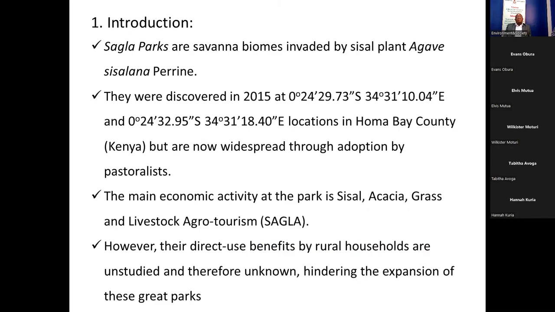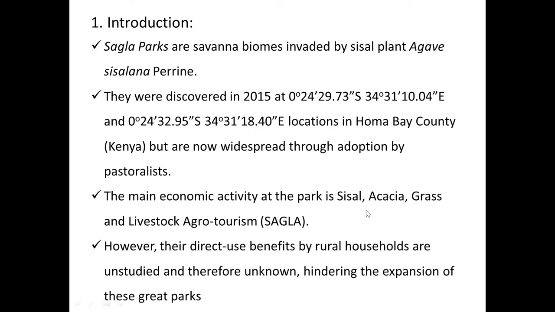In my introduction, I've explained that Sagla Parks are actually savanna biomes which have been invaded by the sisal plant, Agave sisalana. When sisal invades savannas, it converts them from ordinary savannas into unique ecosystems called Sagla Parks. They were discovered in Homa Bay County in 2015, but now they are widespread through adoption by pastoralists or farmers. The main economic activity at the park is sisal, acacia, grass and livestock agrotourism, which is where the name Sagla comes from. Since 2017, we have never quantified the direct use benefits of these parks, and that has hindered the expansion of these parks to help rural communities.